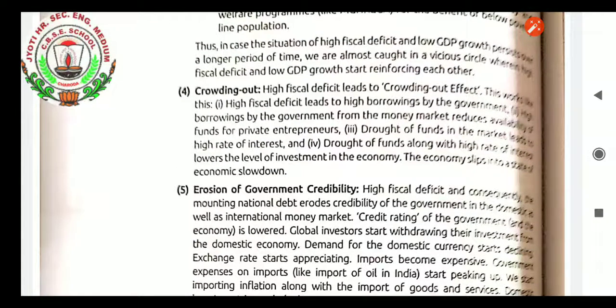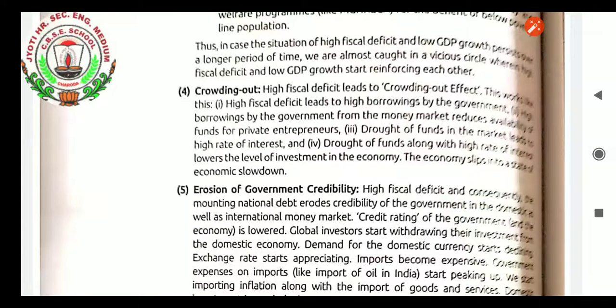High fiscal deficit leads to the crowding out effect. This works like this. High fiscal deficit leads to high borrowings by the government. High borrowings by the government from the money market reduce the availability of funds for private entrepreneurs, private owners. Drought of funds in the market leads to a high rate of interest. Drought of funds along with a high rate of interest lowers the level of investment in the economy. The economy slips into a state of economic slowdown. Definitely crowding out.